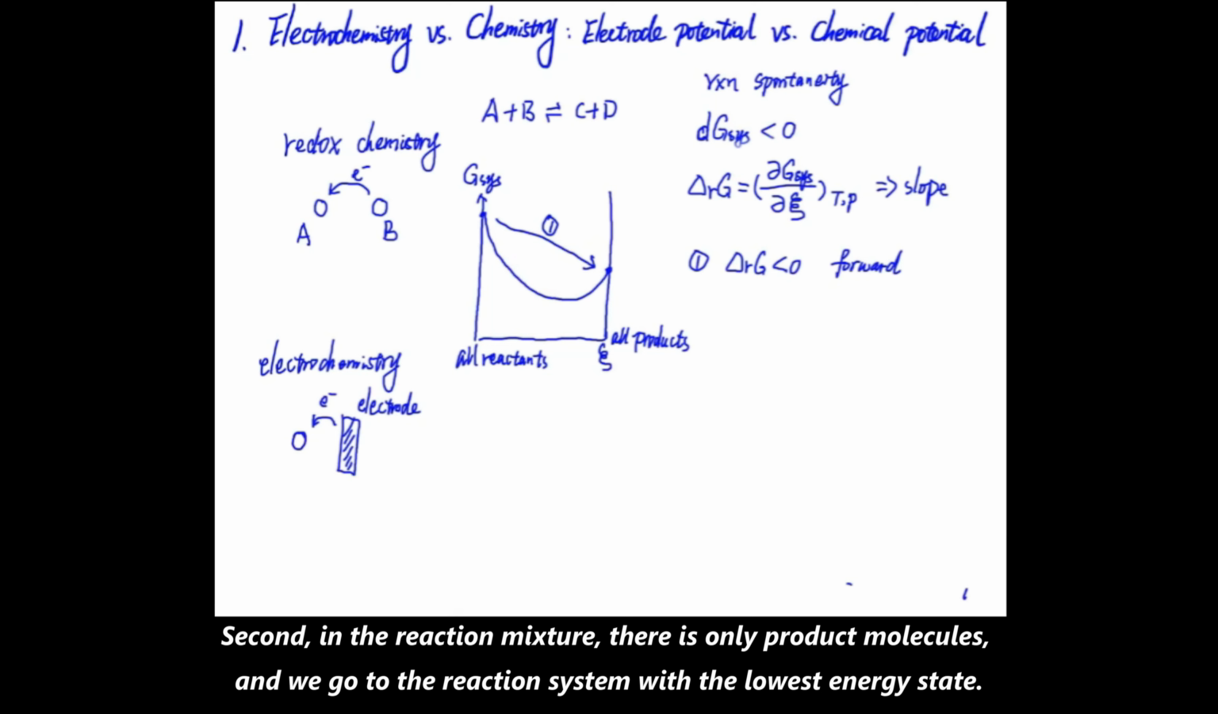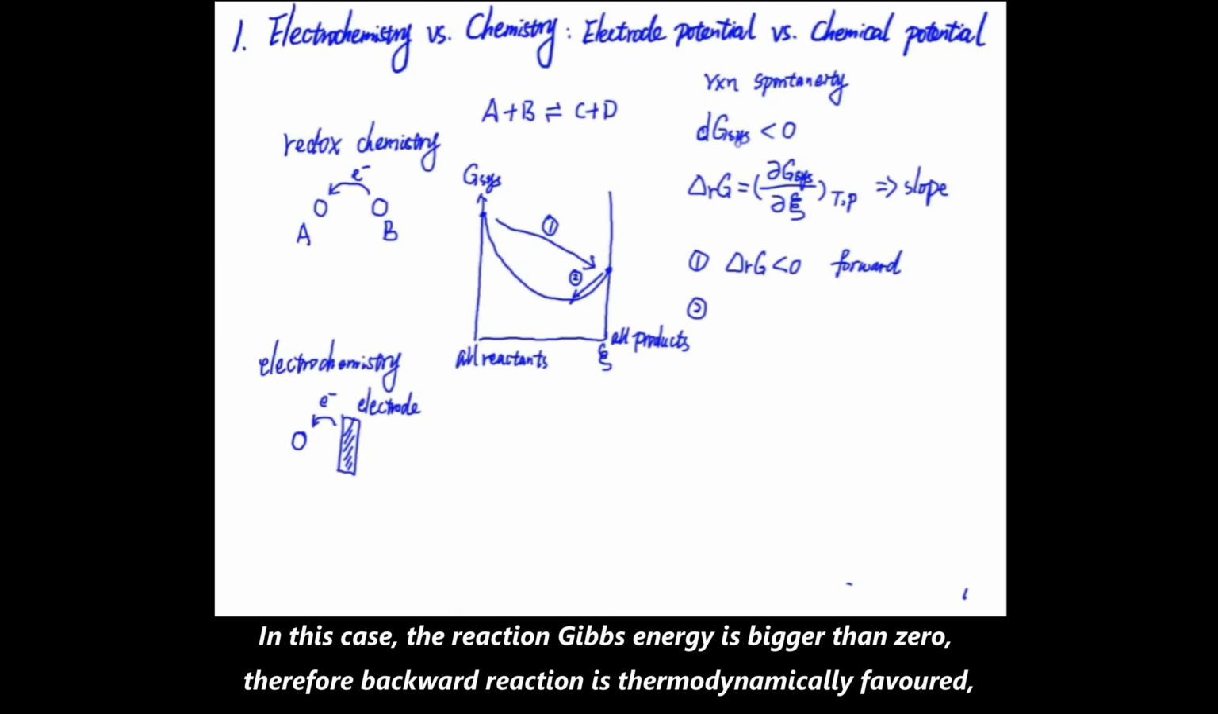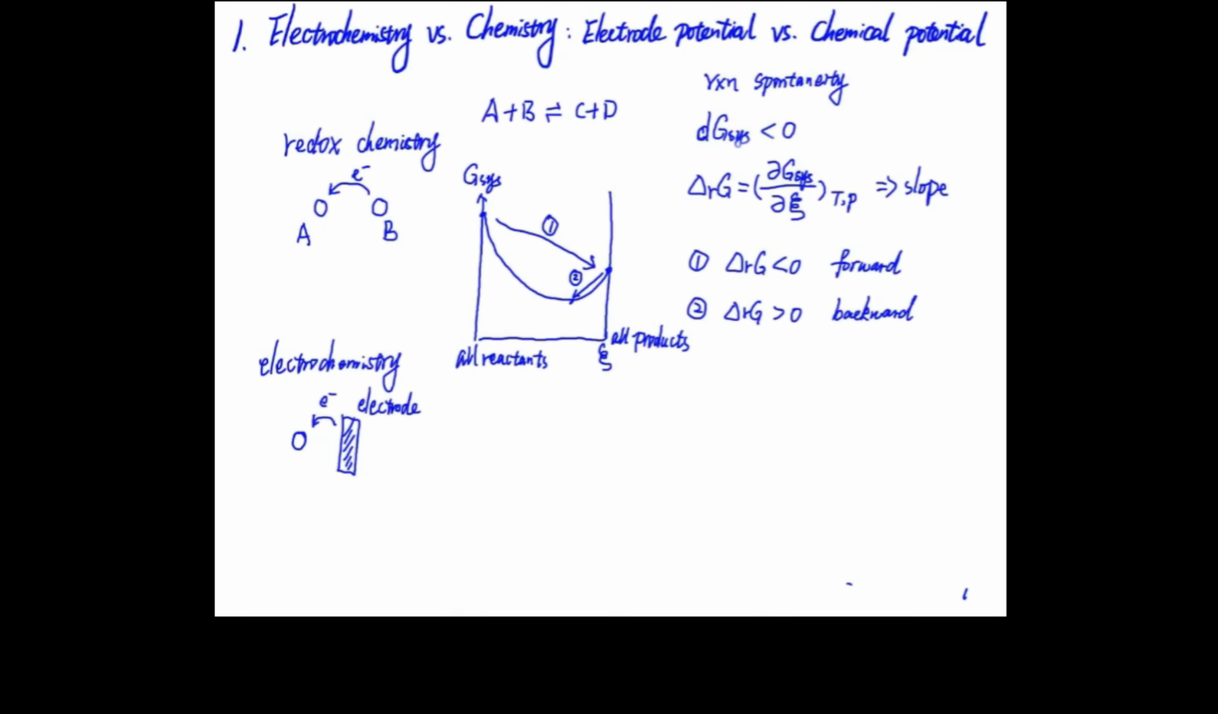And second, in the reaction mixture there's only product molecules, and it goes to the reaction system with the lowest energy state. And in this case the reaction Gibbs energy is bigger than 0, and therefore the backward reaction is thermodynamically favored, and there would be more reactant molecules produced.